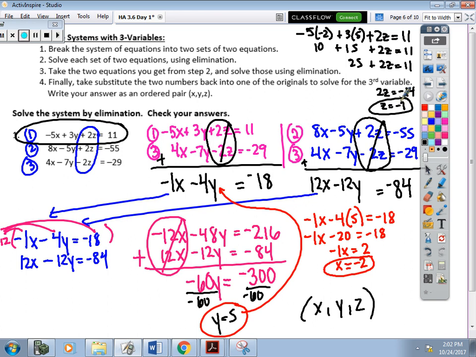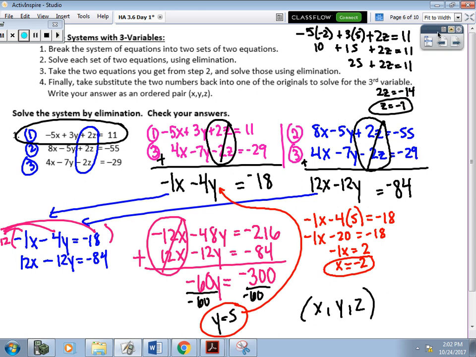Take all three answers, then throw them into an ordered triple. So my final answer should be negative 2, comma 5, comma negative 7. Now, is this hard? Not really, actually. It's just very long, right? It's something you know how to do. You know how to solve by elimination. It just is a lot of steps.